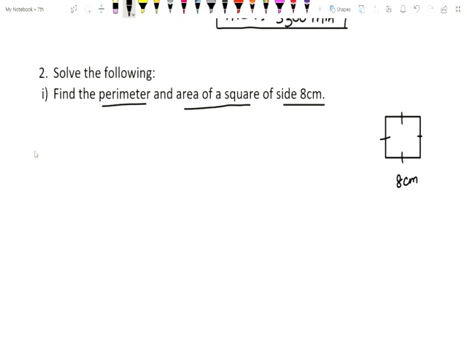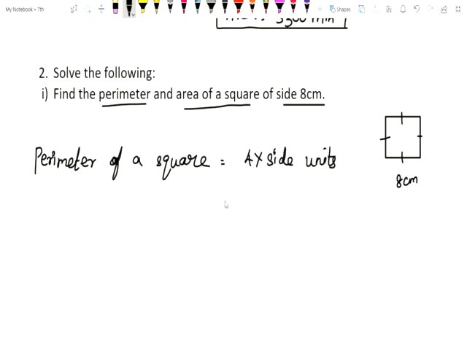Okay. We know that perimeter of a square equal to 4 into side units. Okay. So 4 into, here the side length is 8. So 4 8s are 32 centimeter. So perimeter equal to 32 centimeter.